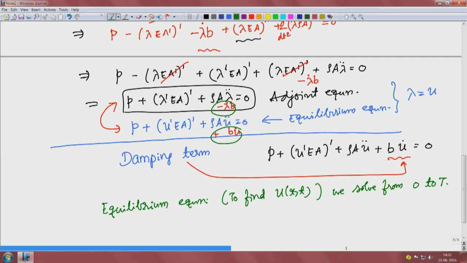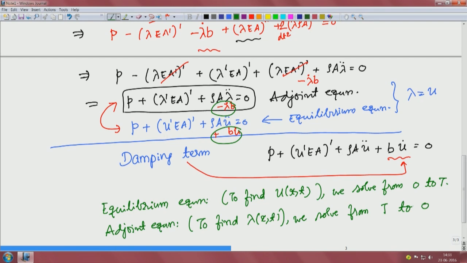When there is minus sign, I can switch the time for solving the adjoint equation. Since we have minus sign, I cannot do the structure of the equilibrium equation. So, for the adjoint equation, I say I want to find lambda(x, t), we solve from T to 0, that is backwards.